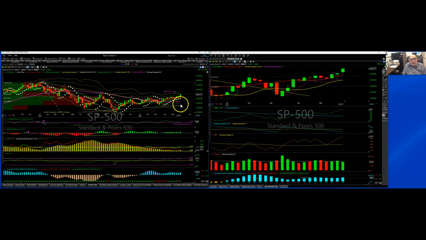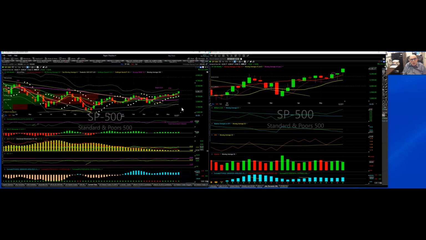But what I'm saying is not to be surprised to see a bit of a pause in the market so that we could consolidate these gains here. We go sideways or we pull back for a bit before we resume the uptrend. Now let's look at the daily chart.